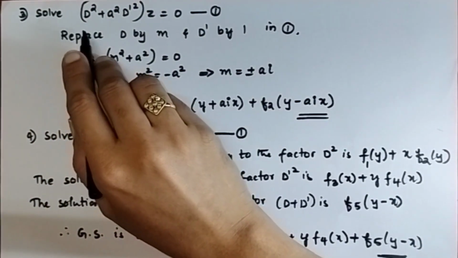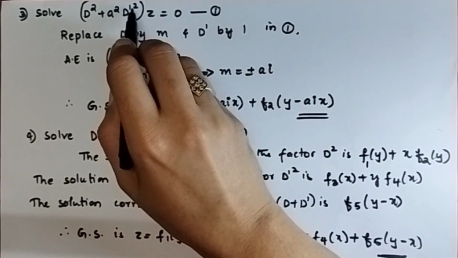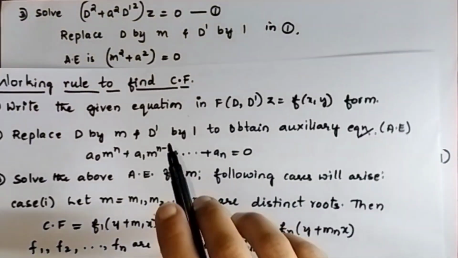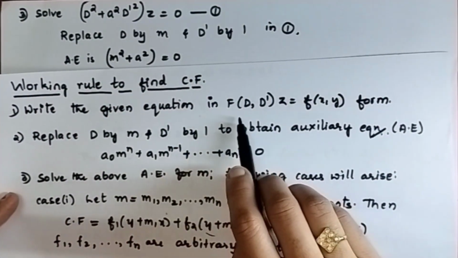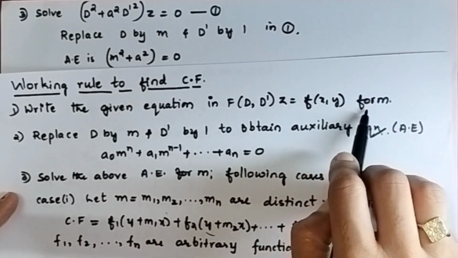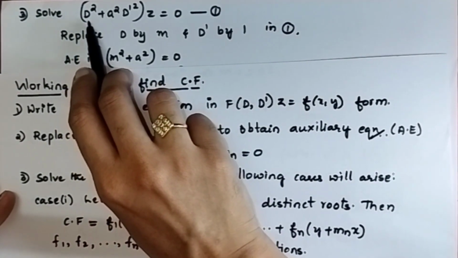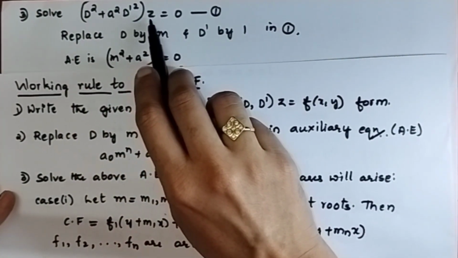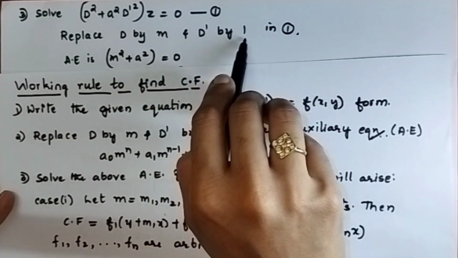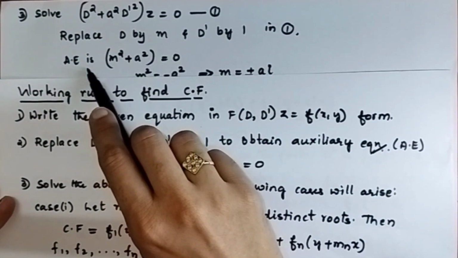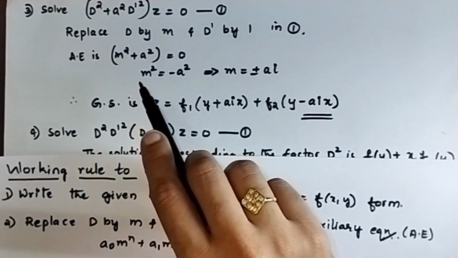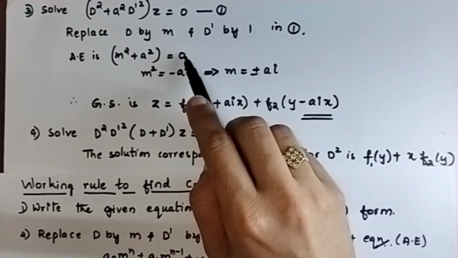Now the third problem is solve (D² + a²D'²) z = 0. So the first step here is write the given equation in f of D, D' into z equal to f of x, y form. Already it is in that form. Therefore replace D by m and D' by 1 in this equation. So you will get the auxiliary equation as m² + a² = 0.